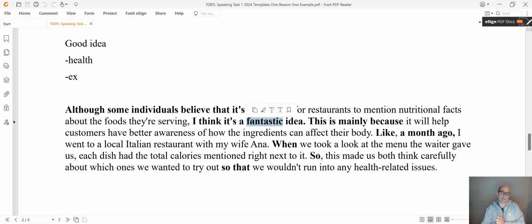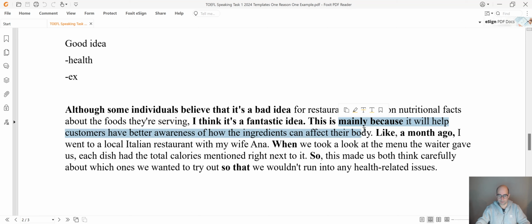Now, I didn't want to say good idea. You could. There's nothing wrong with it. You could still get a high score. But I wanted to show off. So by using a slightly stronger word, so instead of good, I could maybe use fantastic, amazing, brilliant, wonderful. You get the picture. This is mainly because it will help customers have better awareness of how the ingredients can affect their body. So there you go. This was my reason, okay?